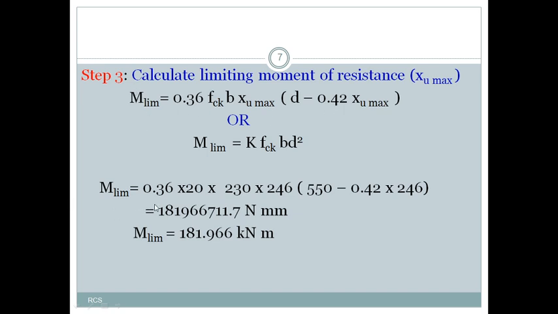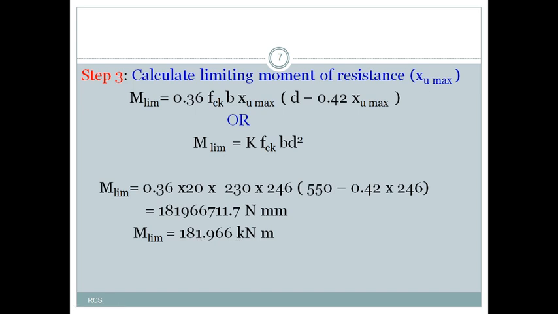So Mu limit equal to 0.36 into fck, which is 20, b is 230, and Xu max obtained is 246, multiplied by the lever arm. The lever arm equals d minus 0.42 Xu max. So d equals 550 minus 0.42 into Xu max equal to 246. After calculating this, we will get this value in terms of Newton millimeter. If we convert this into kilonewton meter, Mu limit equals 181.966 kilonewton meter.